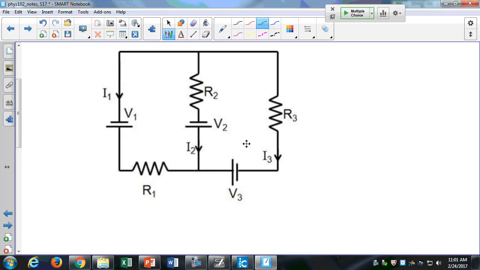So we'll do the big loop first. The big loop, I'm just going to choose to start somewhere. I'm going to start right here. Plus or minus, and I'm going to go in this direction. Plus or minus V1?